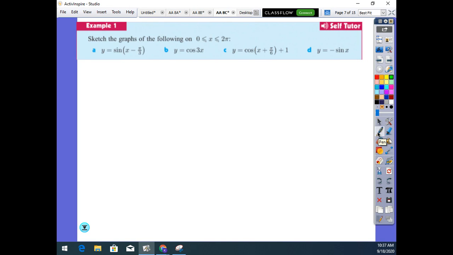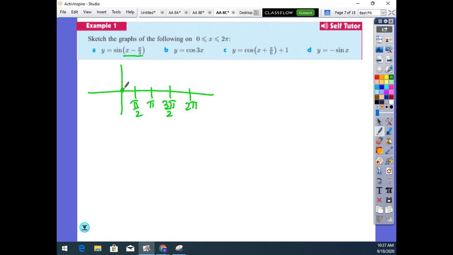So this one only shows a phase shift of pi over 3. So I'm going to go 1, 2, 3, 4. Pi over 2, pi, 3 pi over 2, 2 pi.